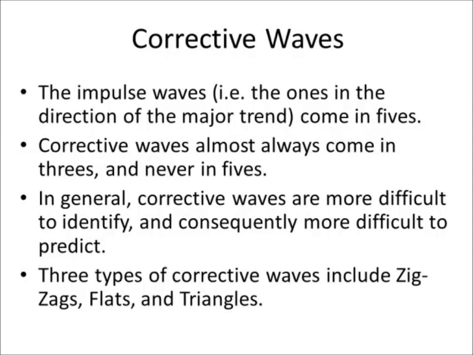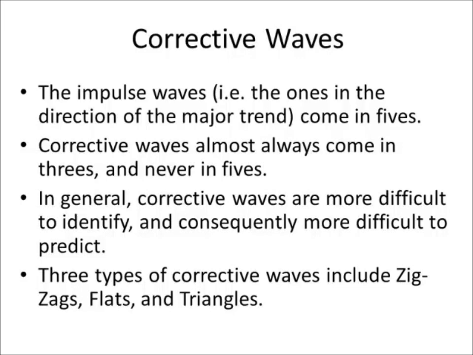Corrective waves. So now we have talked about the general pattern of waves. We've looked at the 5-wave upward pattern followed by the 3-wave downward pattern, and we've looked at how that looks on its own, and then we've also looked at how it looks when we subdivide it into smaller waves. The next thing we're going to talk about are what are known as corrective waves.